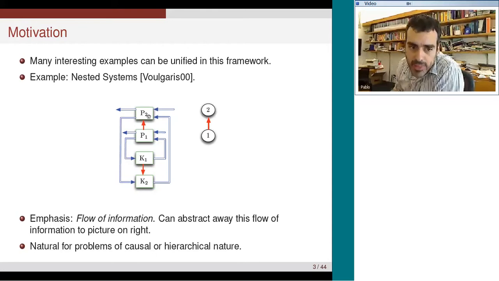And somehow the idea is that one can abstract out what's actually happening here just in terms of a picture like this, right? Which is a flow of information that in here is really going from P1 to P2. And there's no going back in there, right?